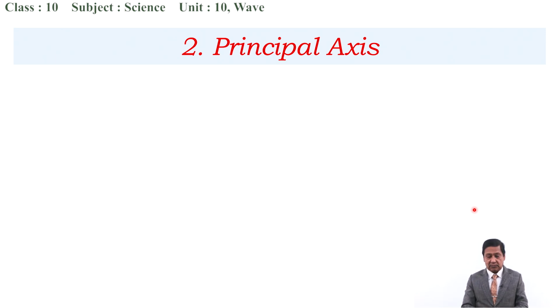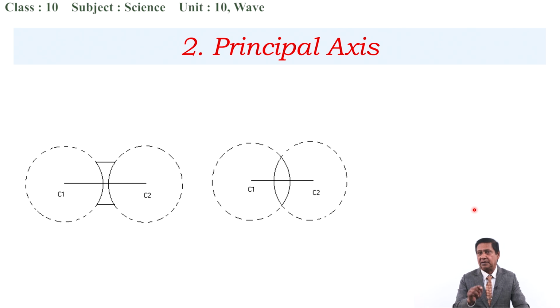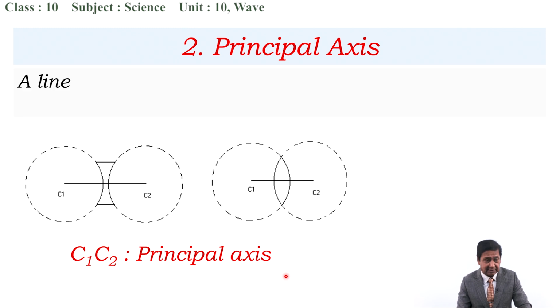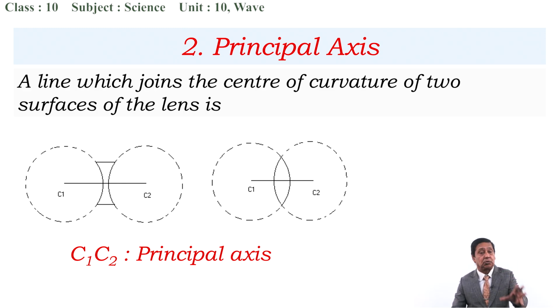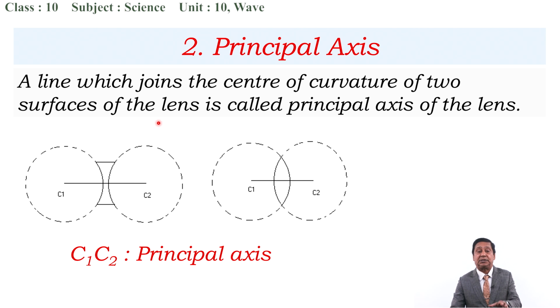Principal axis. What is it? Again, let's have a diagrammatic representation. What is the difference between this diagram and the previous diagram? Here we have a line which joins the 2 centers of curvature. This is the principal axis. Principal axis can be considered a line which joins the centers of curvature of the 2 surfaces of the lens. That's why we say C1, C2, principal axis. It can be defined as: a line which joins the centers of curvature of the 2 surfaces of the lens is called the principal axis of the lens.